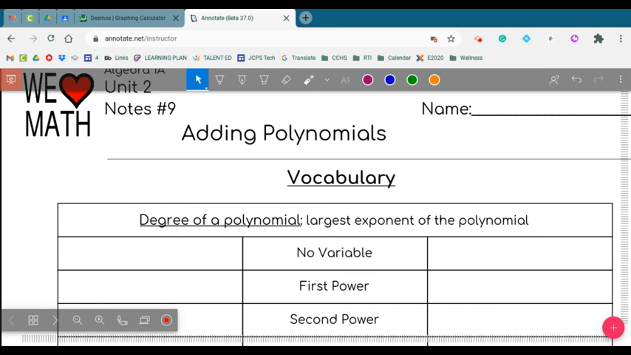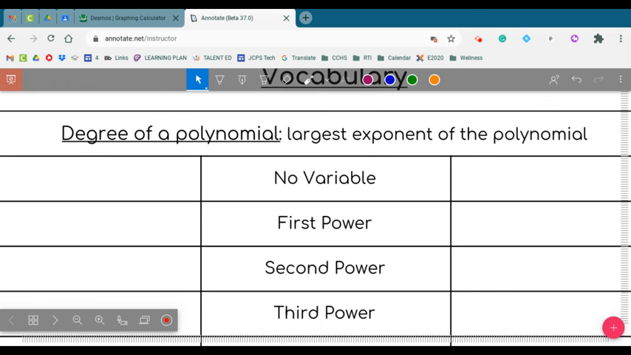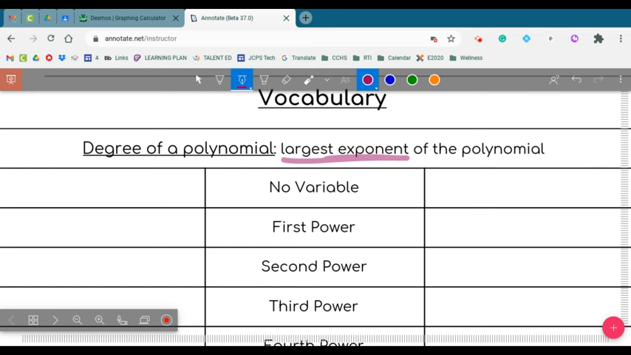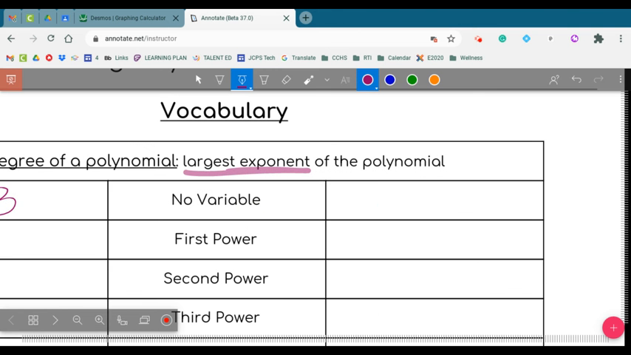Today we're going to do our notes number 9, which is adding polynomials. First we're going to talk about the degree of our polynomial, which is always going to be the largest exponent. We may have multiple terms, but the largest exponent is what we're going to go off of. So let's just say you have a 3. If there is no variable, we call this constant.